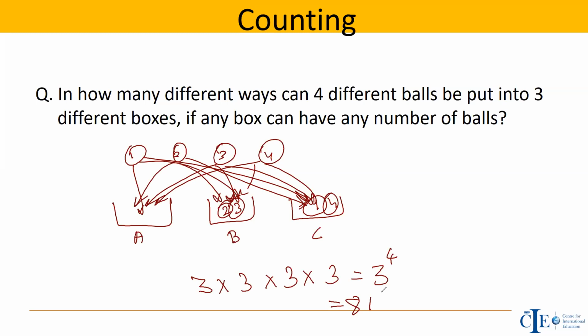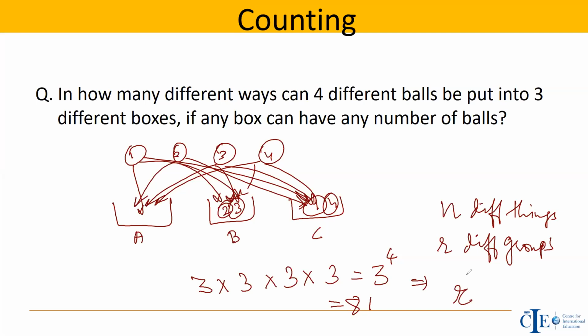You can simply say if there are n different things to be distributed in r different boxes or groups, then the number of ways to do it is r to the power n. So 3 to the power 4 will be the answer. Is that clear? So you can just write this directly as one shortcut for all these types of questions.